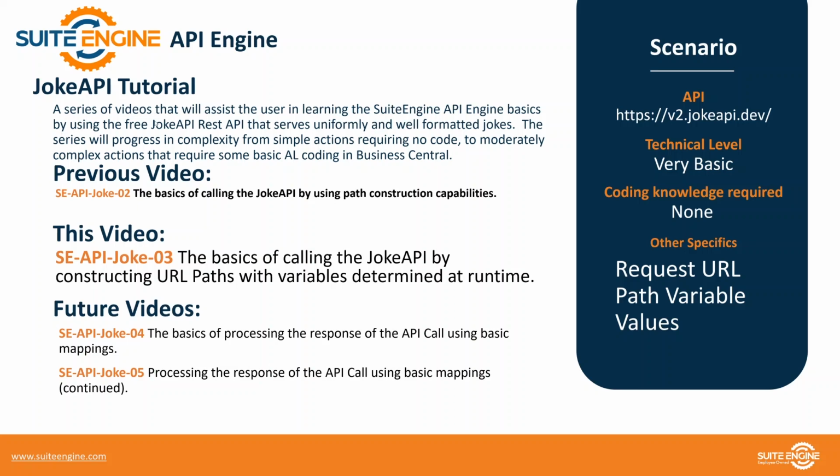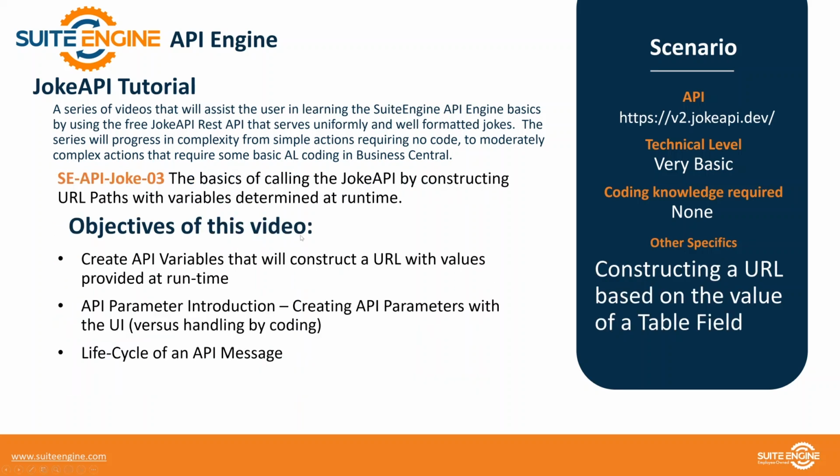Let's go over the objectives. Our objectives for our third video are, one, to create our API variables so that it will construct the URL with values provided at runtime. We're going to introduce the concept of an API parameter, which is essentially where those variable values will be held, waiting for the actual API call. And we'll do that with the user interface versus handling it by coding. And as part of that process, we'll also explore the lifecycle of an API message.